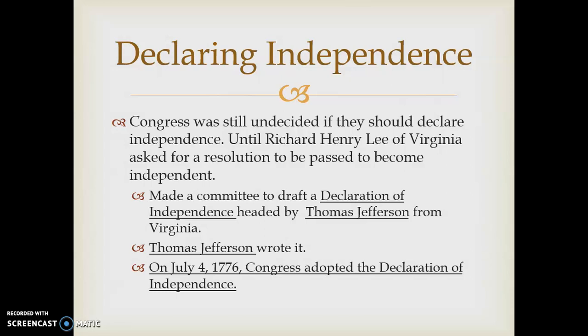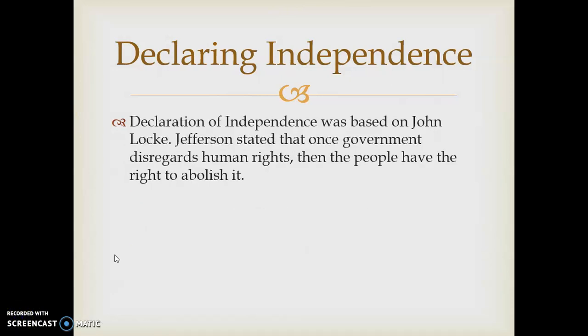who will write this. And he will use John Locke's ideas of the social contract and other Enlightenment ideals to say why we should become independent. And on July 4th of 1776, Congress adopts the Declaration of Independence, and we declare independence from the British Crown.